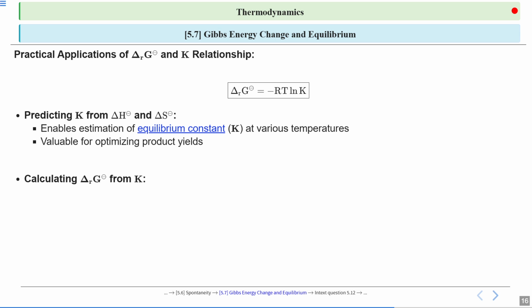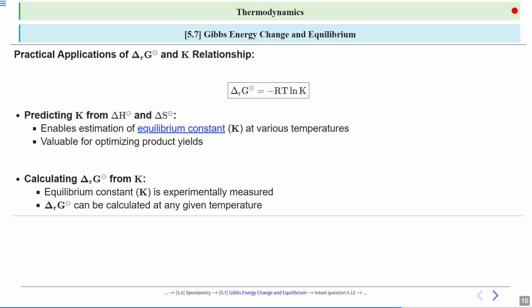And what is the second thing? We can calculate the Gibbs free energy change at standard condition from the equilibrium constant, using our equation, delta G naught is equal to minus RT ln K. And K can be easily deduced from the experimental result. So this is the basic use of this equation.